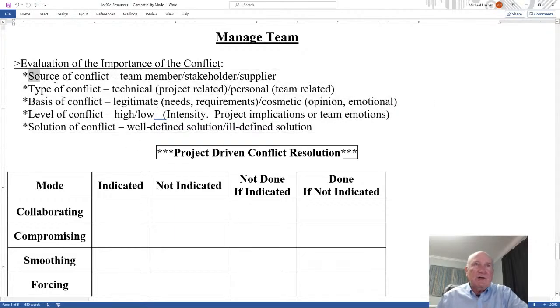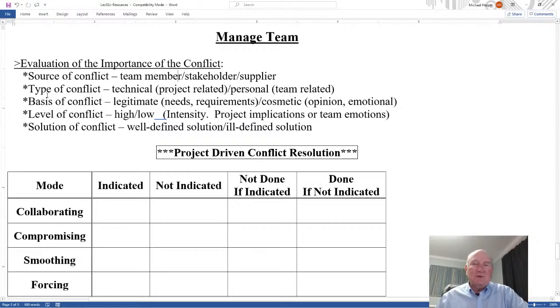1, the source of the conflict. Where's it coming from? A team member, stakeholder, supplier? If it's an internal team member, that's going to depend on how you address it. If it's a stakeholder, for example, a key stakeholder, that's going to change how you address it. If it's from a third-party, external supplier, then there may be a contract involved. There may be a service level agreement involved, and you're going to deal with that differently. So the source of the conflict has to be recognized. Don't deal with a stakeholder like you would deal with a supplier. Don't deal with a team member as if you would deal with a stakeholder. They're different.